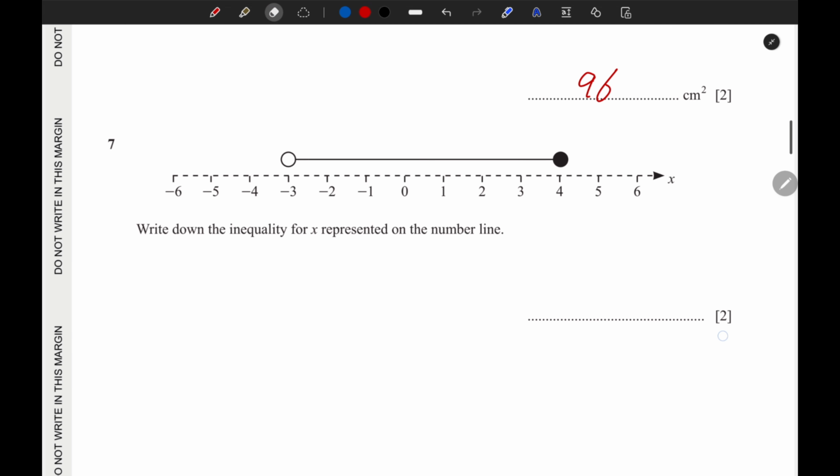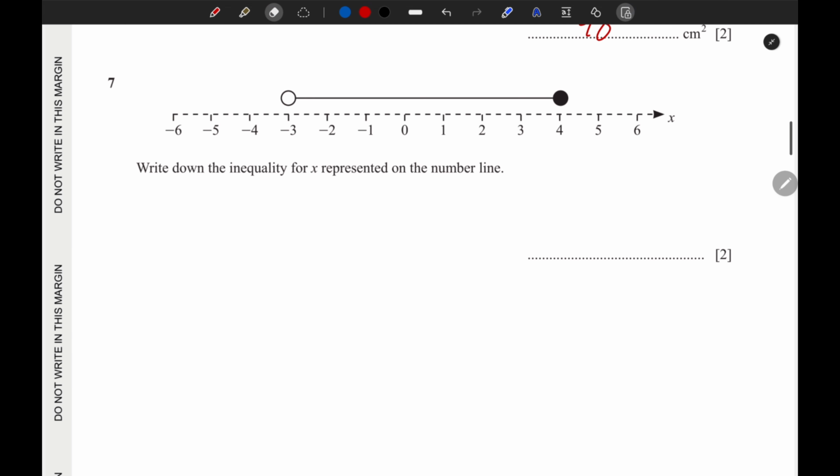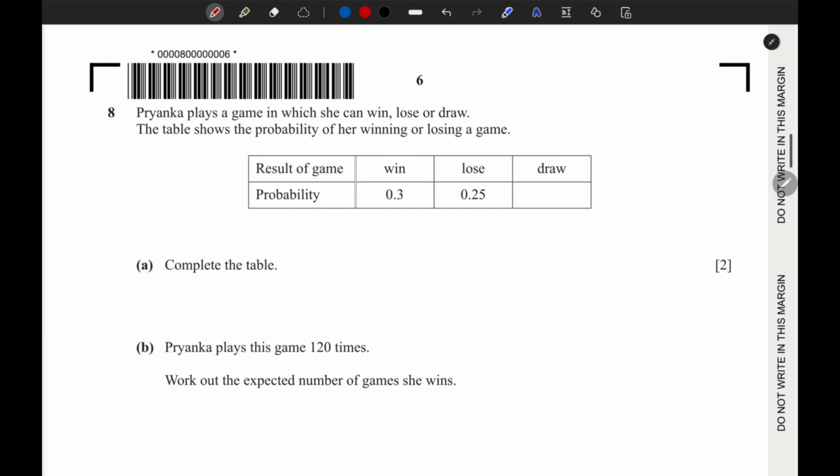Okay, the next question is: write down the inequality of x represented on the number line. We know that if it's like this, the hollow one, this point is not included, and this is the solid one, so over here this point is included. So basically the inequality that you will write is, see, my x is greater than 3, but this should be less than or equal to 4.